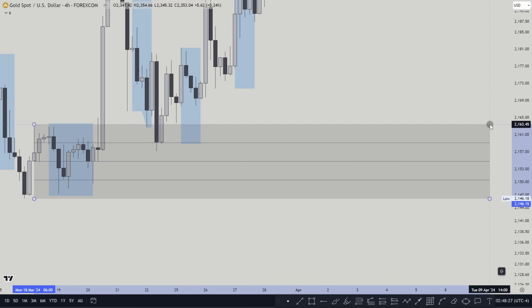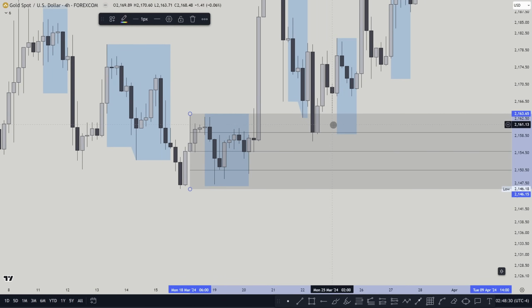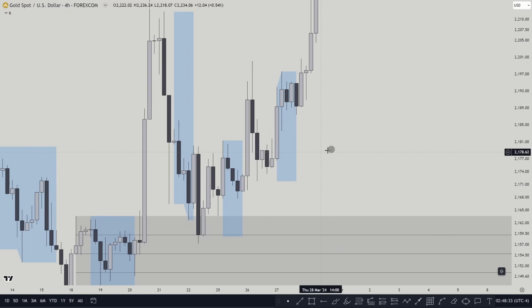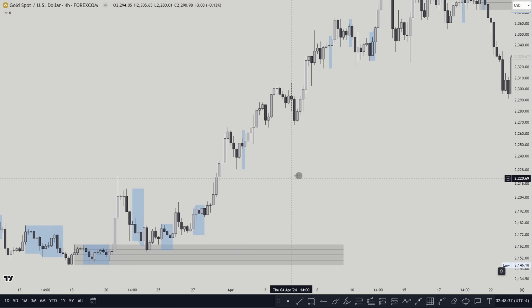And what do you see here? Price reacting first at the 0%, then the 25%, and pushing higher. That's how we trade based on ranges. And again, this can be applicable on any time frame.